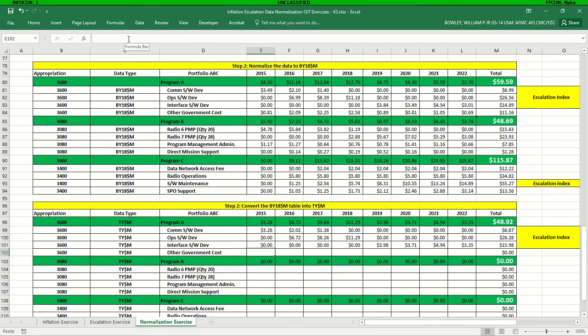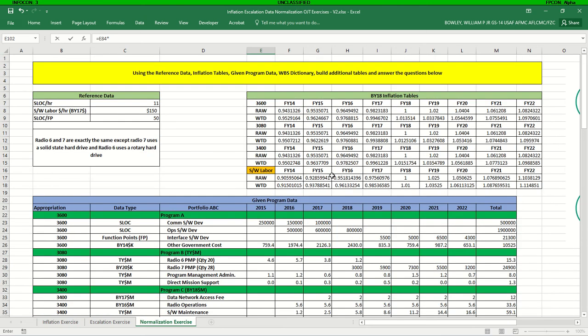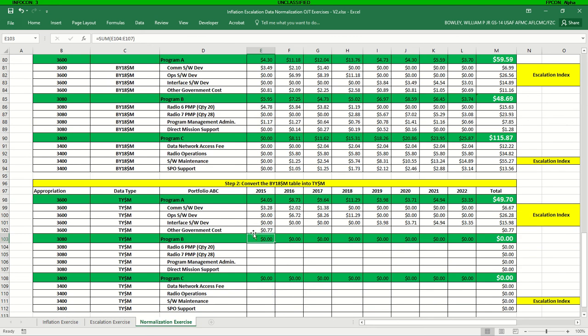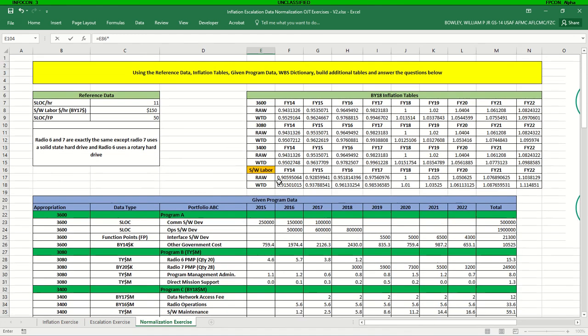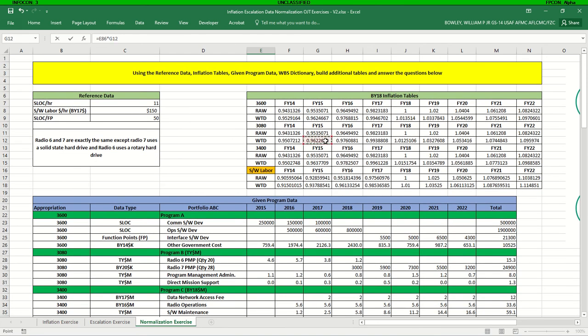So for the next element here, we've got other government costs. And we're looking at 3,600 base year 18, and we're converting that to then-year dollars. So we're looking to grab the 3,600 weighted index for FY15, 3,600 weighted index FY15, and we're going to let that drag. Radios, we've got 3080. Weighted FY15.